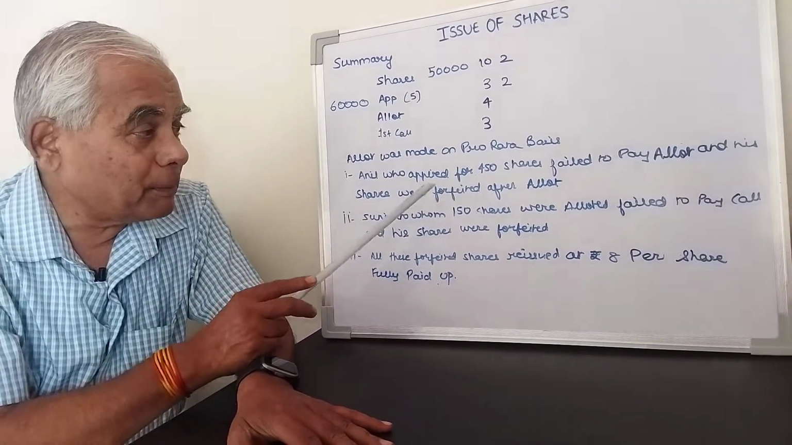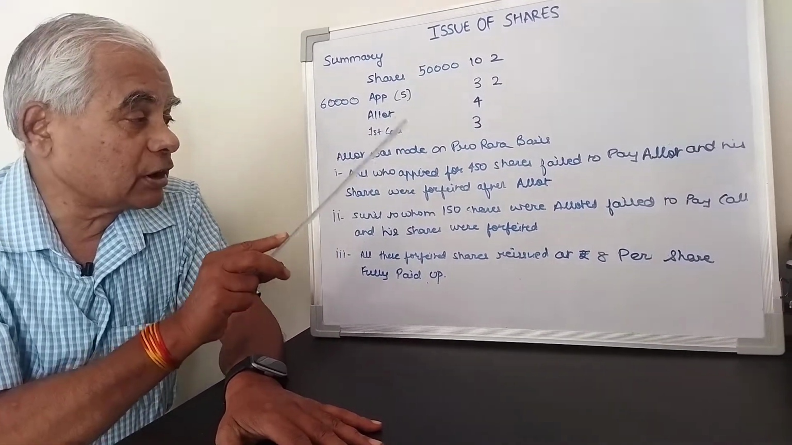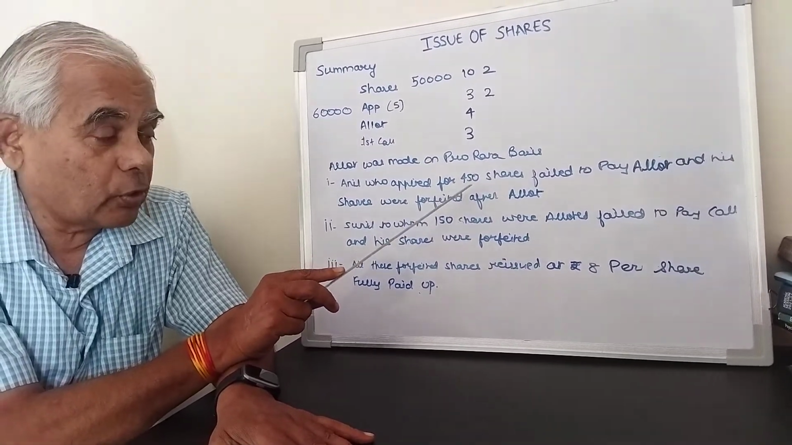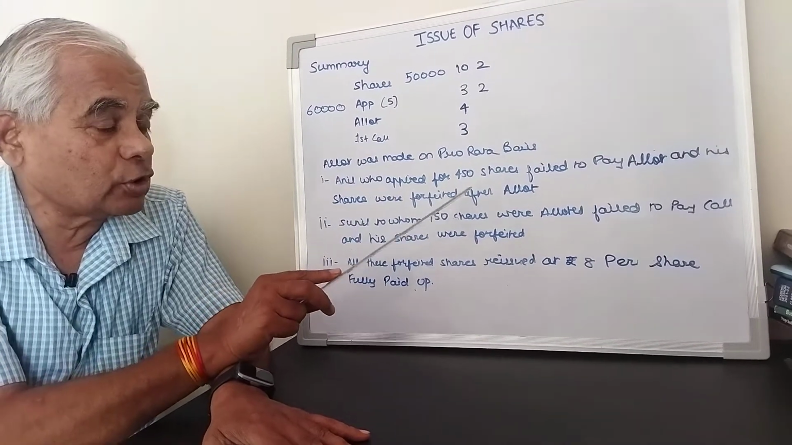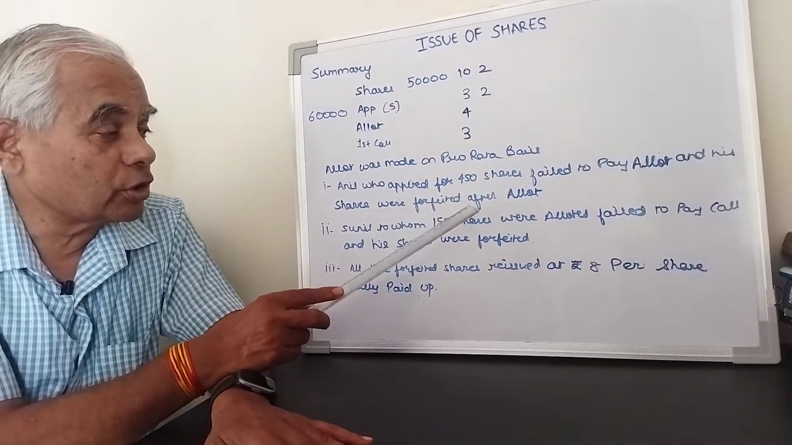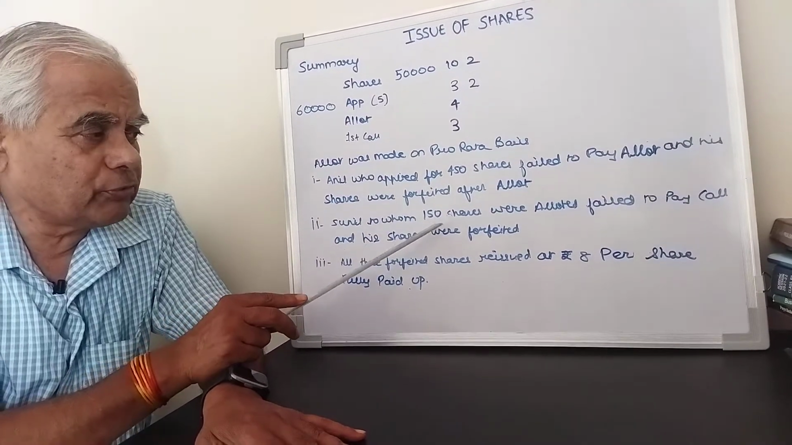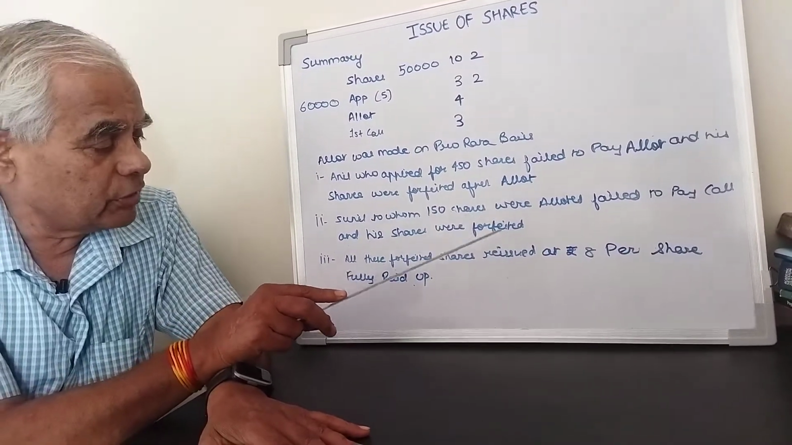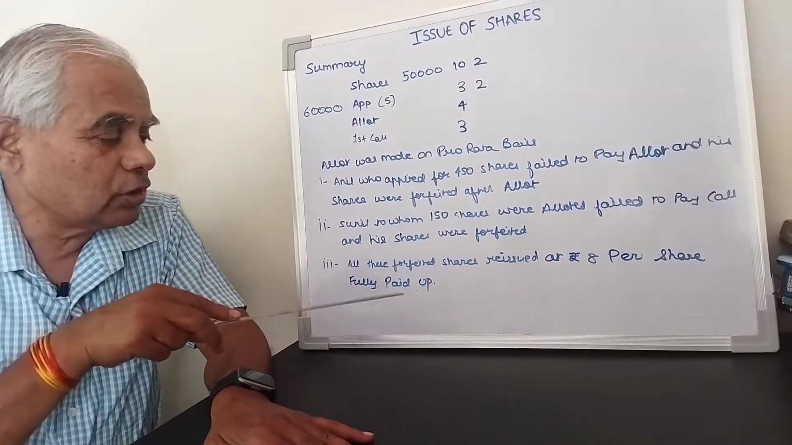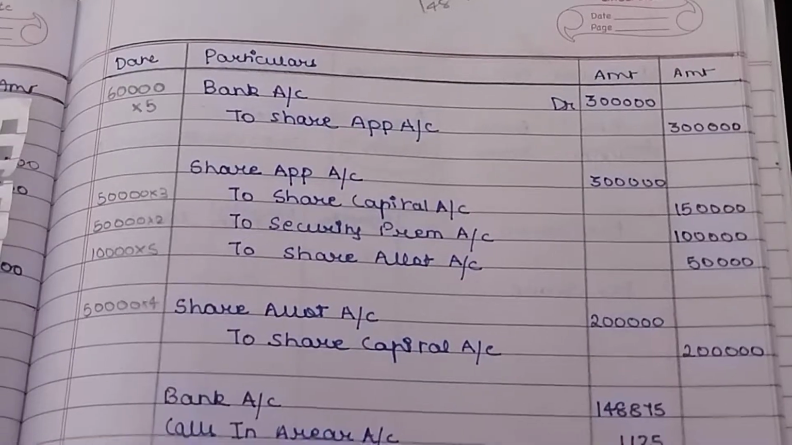Apart from that, Anil, who applied for 450 shares, was allotted fewer than 450 shares. That figure we need to calculate, we'll see later on. Anil failed to pay allotment and immediately after allotment his shares were forfeited. That means no first call is demanded from Anil, because Anil did not remain a shareholder for the first call. Then Sunil, to whom 150 shares were allotted, failed to pay the call, and his shares were also forfeited. All these forfeited shares were reissued at rupees 8 per share, fully paid up, meaning a discount of rupees 2. Anyway, let us see the journal entries.